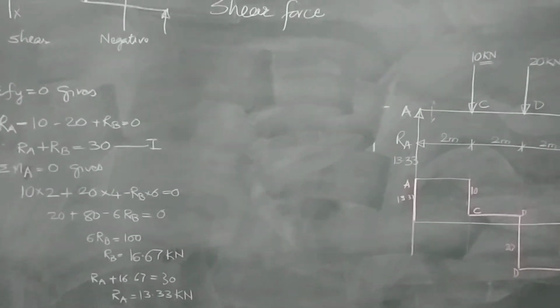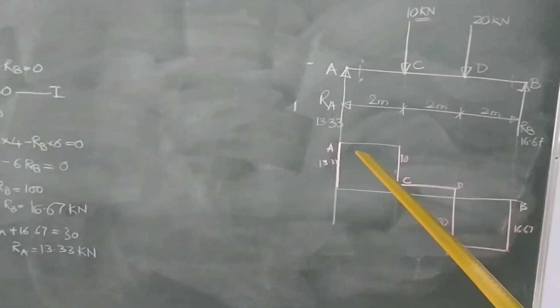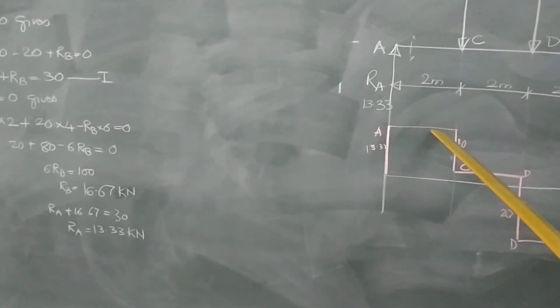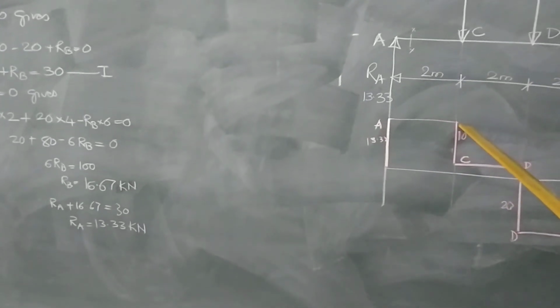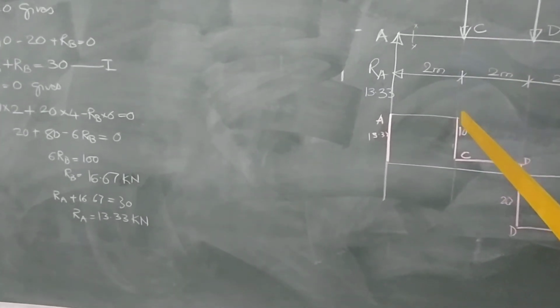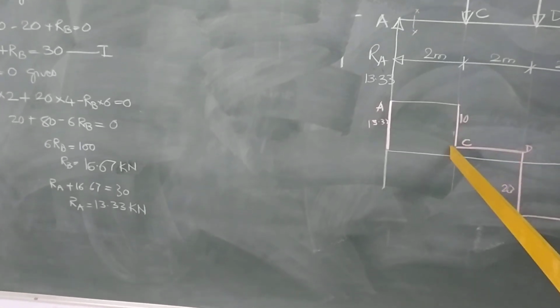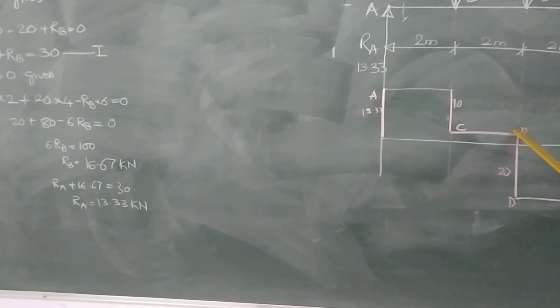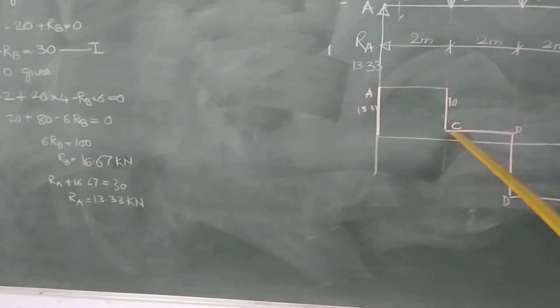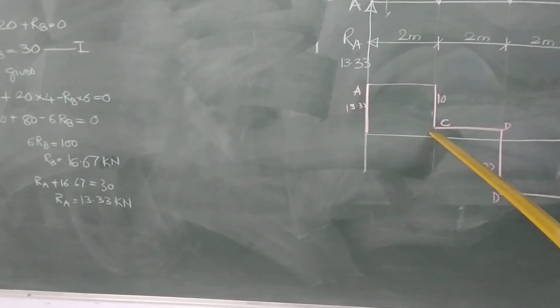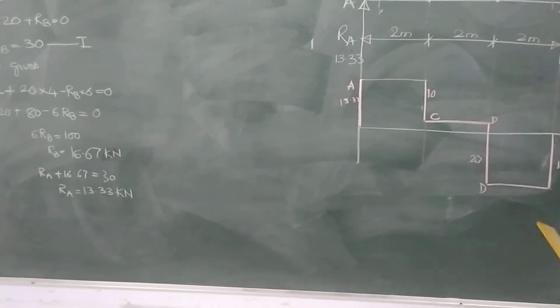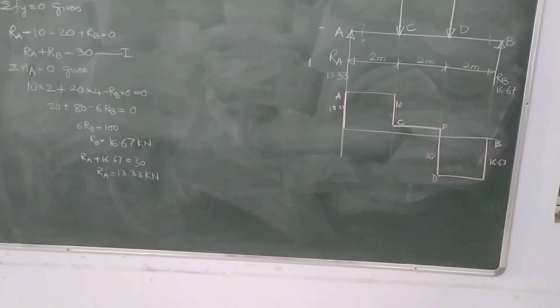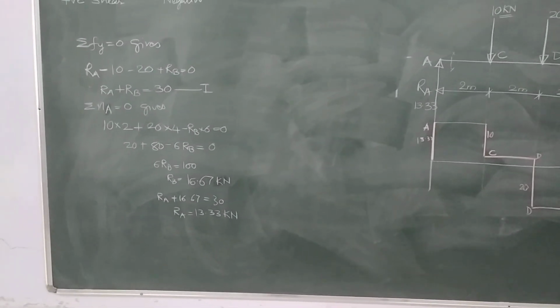Now few rules are there. If there is no force in between, then draw a straight line. If there is a point load, draw a vertical straight line. If there is no force between two forces, no type of load, then draw a horizontal straight line, again a vertical straight line, and in this manner we can solve these types of problems.